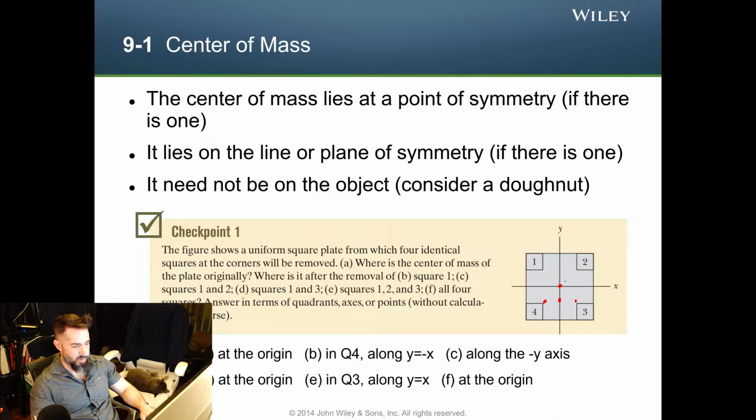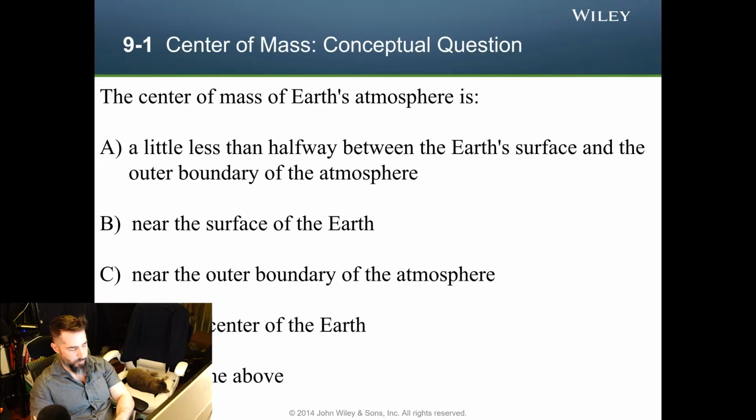And all 4 squares are removed. Again, you're at a point of symmetry. It must be back to the center. So I don't know what's going on with these quarter 3 and quarter 4 backwards, unless it's just mislabeled, but hopefully you get the point.